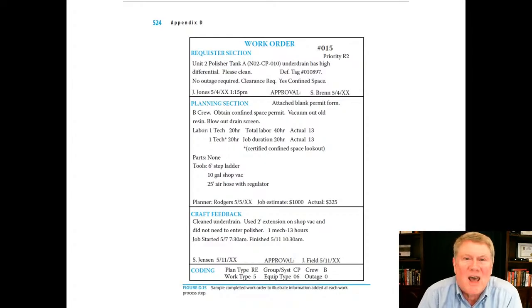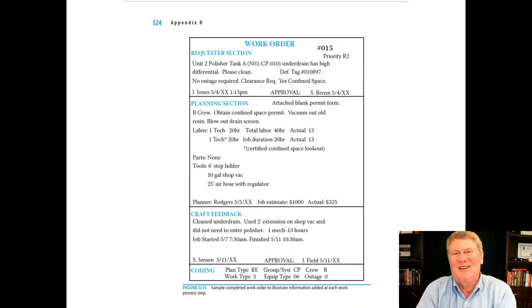We've got the tag number, we've got the symptom, and we've got a good priority. And we especially like the priority since it doesn't have to be done this week. It's not a reactive work order. On the plan, it's for B crew. The planner directs it to the right mechanical crew. Obtain confined space permit, vacuum out the old resin, blow out the drain screen.